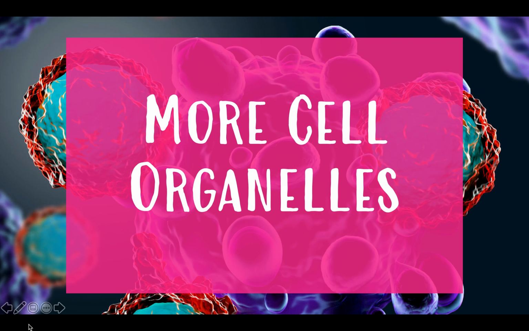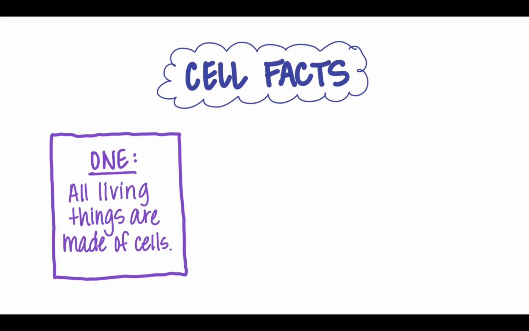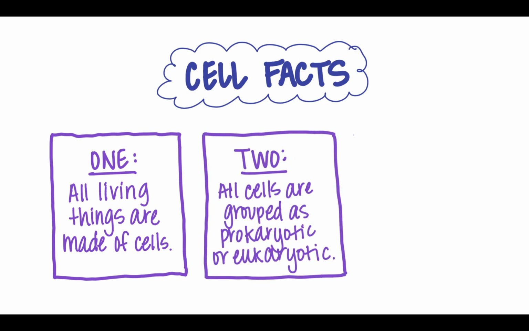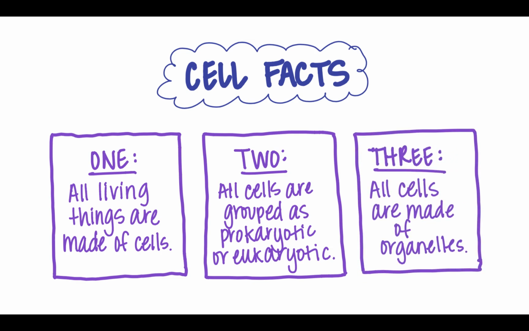More cell organelles. Let's review some cell facts. 1. All living things are made of cells. 2. All cells are grouped as prokaryotic or eukaryotic. And 3. All cells are made of organelles.